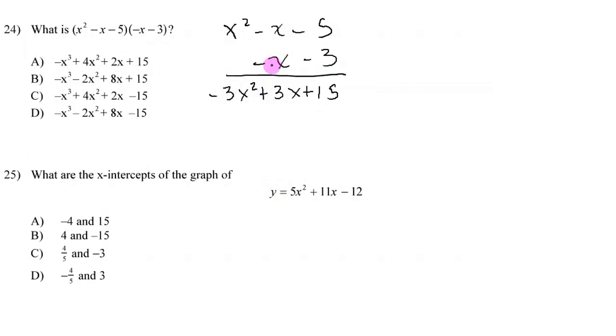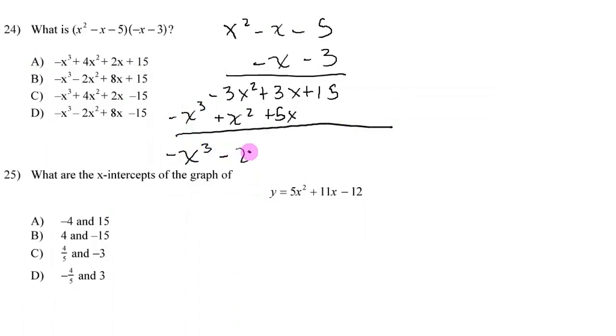Next I do the x's. So negative x times negative 5 is positive 5x. So I'm going to stack it up with the x. Negative x times negative x is positive x squared. And negative x times x squared is negative x to the 3rd. So all I do is add straight down and we have our answer. So here I get minus x cubed minus 2x squared plus 8x plus 15. And which one's that? This one right here. Be very careful. They all look very, very similar, so it's very easy to make a mistake.